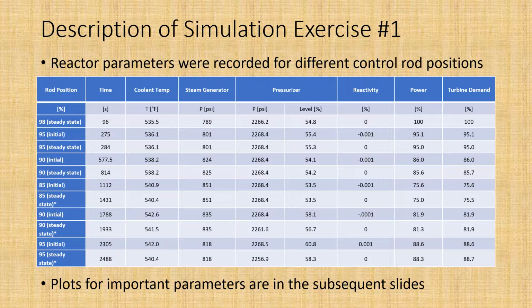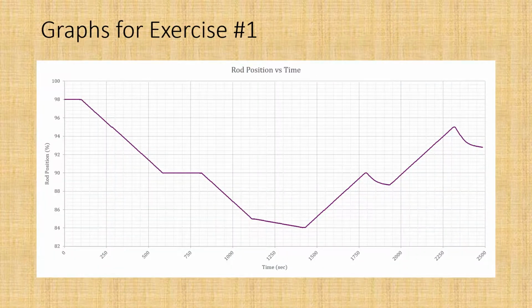Plots for rod position, core thermal power, steam generator pressure, and turbine demand versus time will be shown in the subsequent slides. The first graph shows how we altered the rod position over time. We may have made some errors here as there was not sufficient time for the system to come to steady state at the 95% rod position. As we got further into the simulation, the rod position failed to remain constant at the desired value due to outside influences.